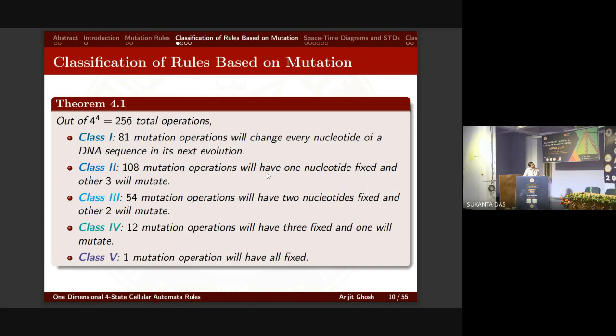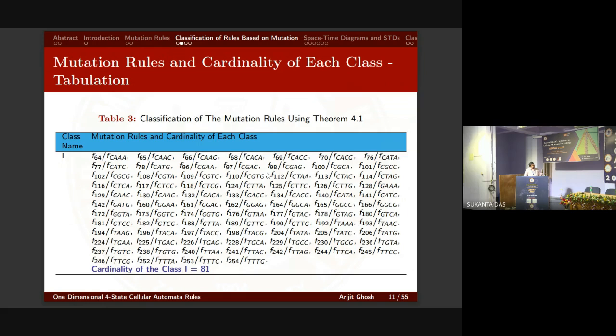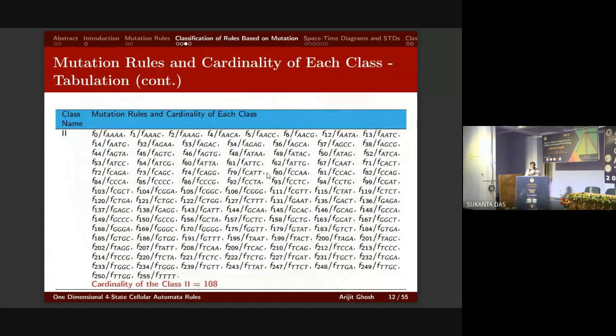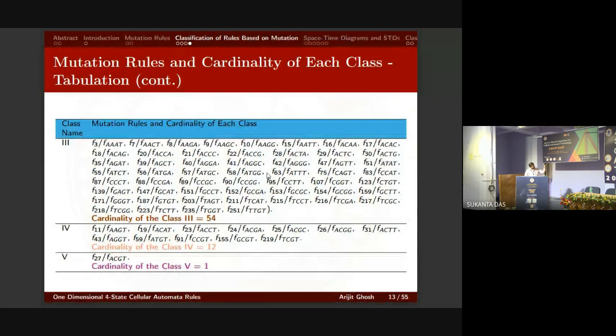According to the nature of the mutation rules, they can be classified into five different classes based on the number of nucleotides being fixed or mutating. In class 1, we have 81 rules where all the four nucleotides are being mutated. In class 2, we have 108 rules where only one nucleotide is fixed and the other three are mutated. In class 3, we have 54 rules where two nucleotides are fixed and the other two are mutating. In class 4, we have 12 rules where only one nucleotide is being mutated, but the three nucleotides are fixed. And in class 5, we have only one rule, which is identified as the identity rule, where no mutation occurs.